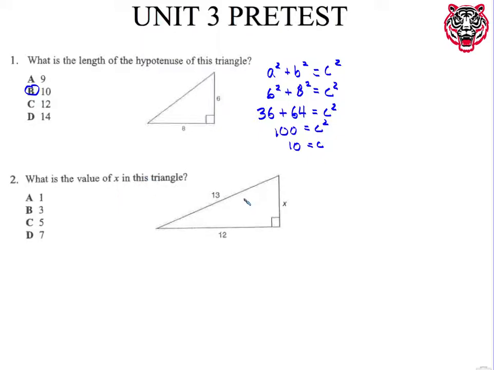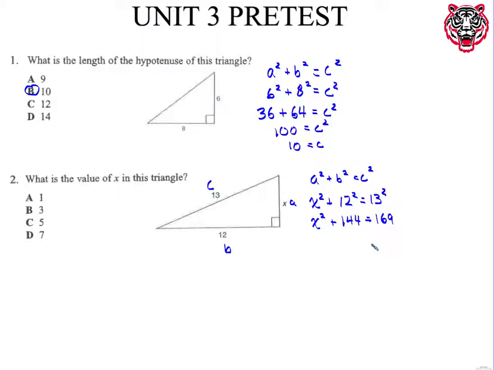All right, what is the value of x in the triangle? Again, this is Pythagorean theorem. So I'm going to actually write out a squared plus b squared equals c squared again. A squared plus b squared is equal to c squared. That means my x, I'm subbing in x for a, this is b, this is c. So x squared plus 12 squared is equal to 13 squared. All right, so I have my x squared plus 12 squared, shout it out. 13 squared, shout it out. 169.